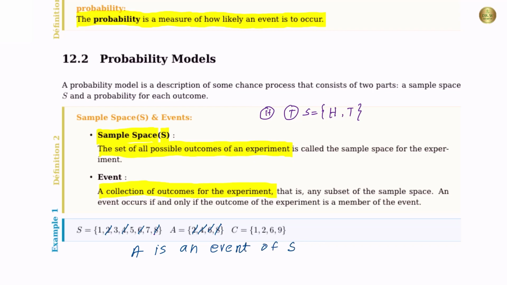How about C? When we go to the elements in C, 1, yes, 1 is there, 2 is in S, 6 is in S, but 9 is not in S. Therefore, C is not an event of S. Why? Even though 3 elements are in S, one element, which is 9, is not in S. Therefore, C is not an event of S.